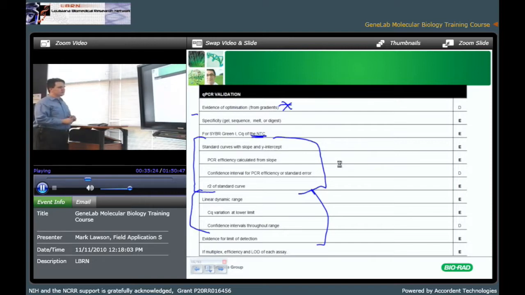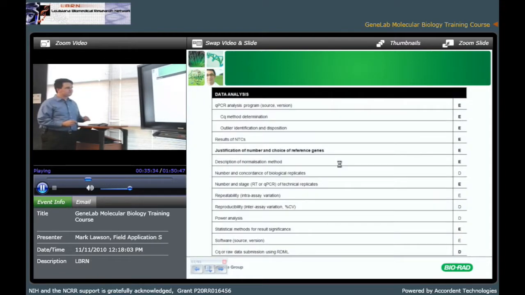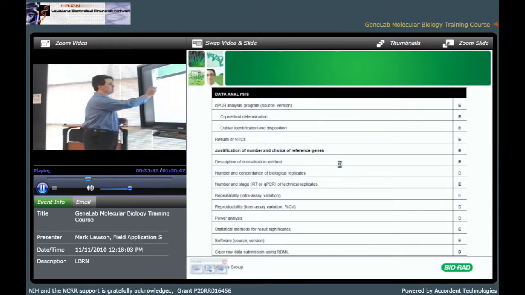Also on here is multiplexing. If you are multiplexing, and that's fairly rare in today's market, efficiency and limit of detection for each assay needs to be specified. Next up is data analysis. How are you analyzing your data? What program do you use? What are the results of your no template controls? This seems a little redundant to me. This is the one though, right here, big star.